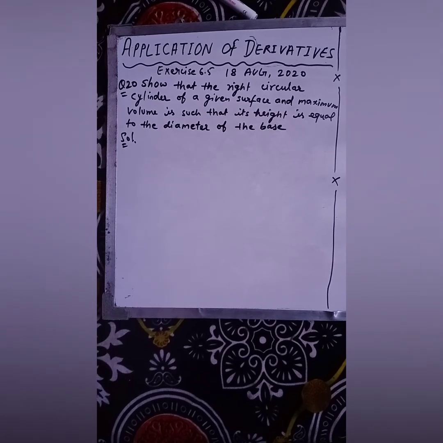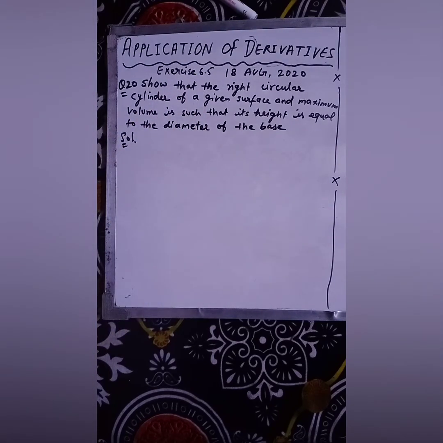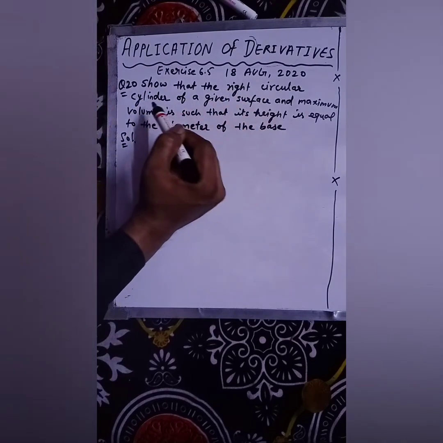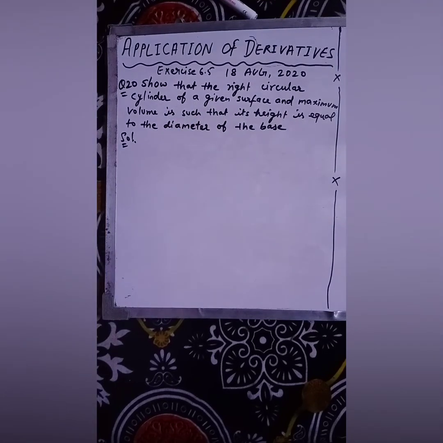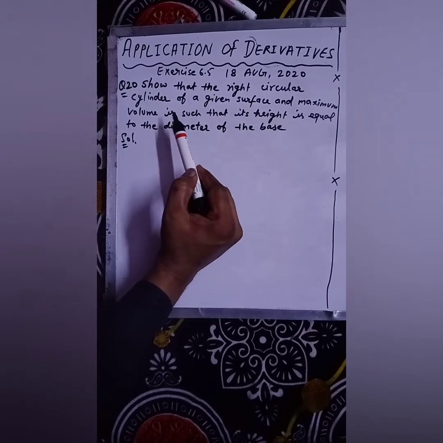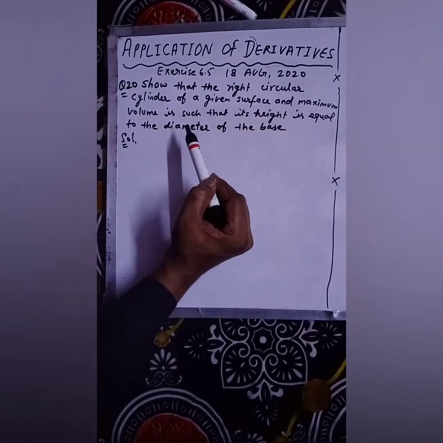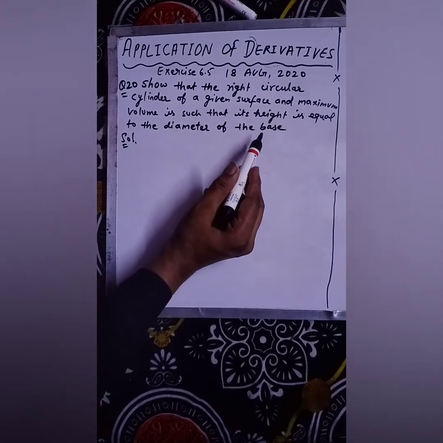Today we are going to solve question number 20 of exercise 6.5. So the question is, show that the right circular cylinder of given surface area and maximum volume is such that its height is equal to the diameter of the base.